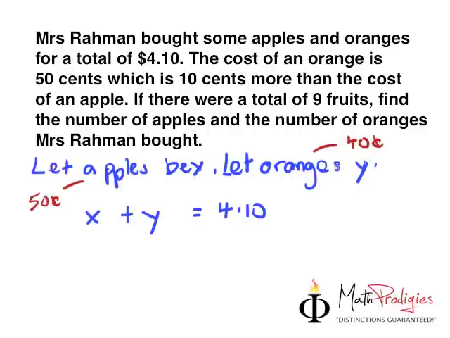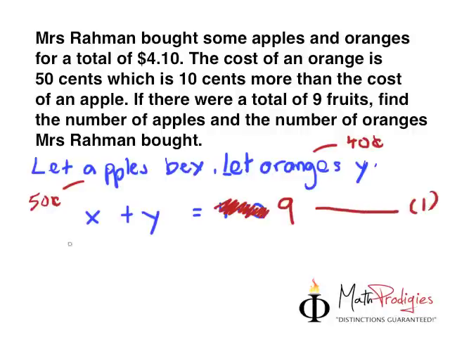Now, if there were a total of 9 fruits, find the number of apples and the number of oranges. So looking at that, is my first equation right? No, because this is number of apples, number of oranges equals to 410. No, that's wrong. So you have to erase that first part, okay? So don't write things so easily. x plus y equals to what? It equals to 9. That is your very first equation. So you put that as equation number 1.